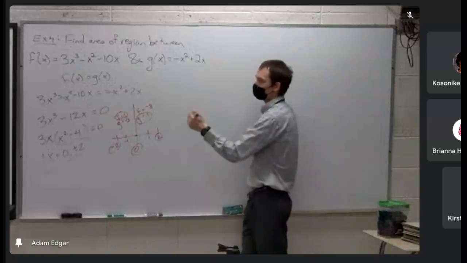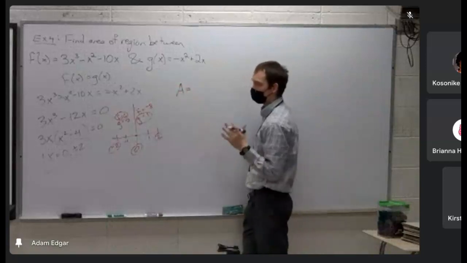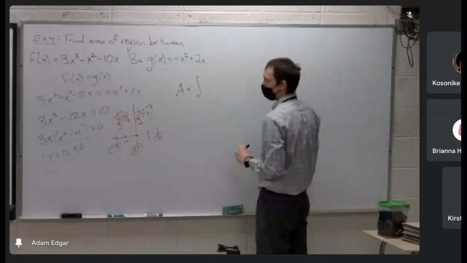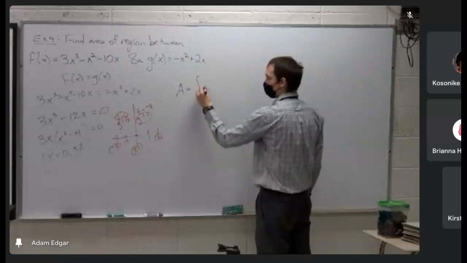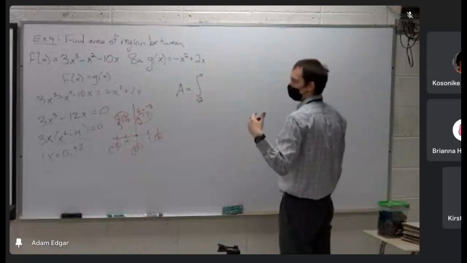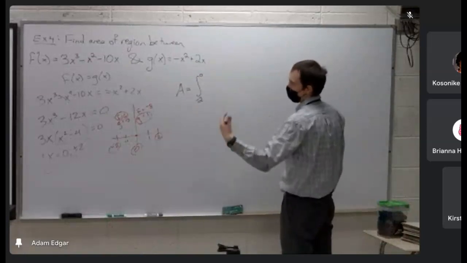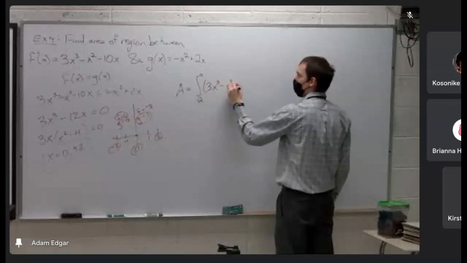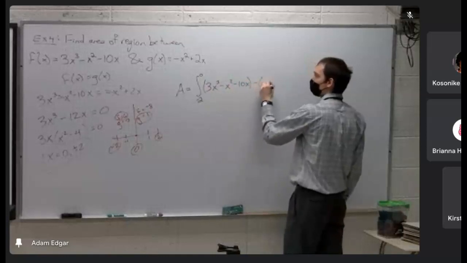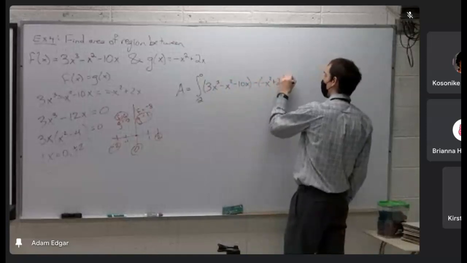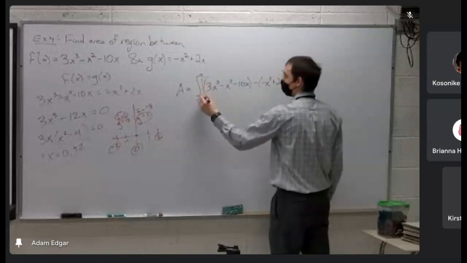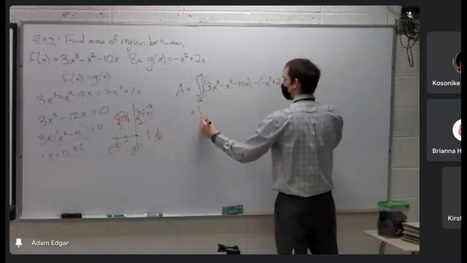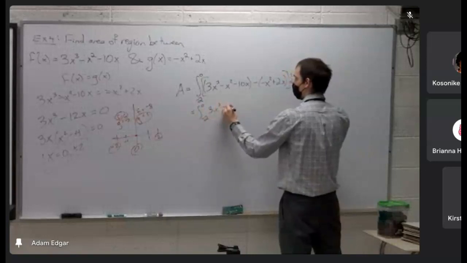So now you can set up integrals, and here, how many integrals will we need? 2. All right, so you need 2 integrals. So the first integral goes from who to where? Negative 3 to 0, and who's going first? F, because it's top minus bottom. So we would have 3x cubed minus x squared minus 10x minus negative x squared plus 2x. And that becomes 3x cubed minus 12x.